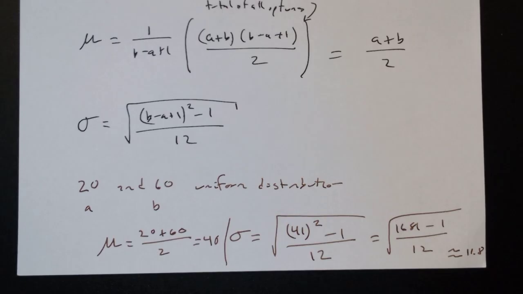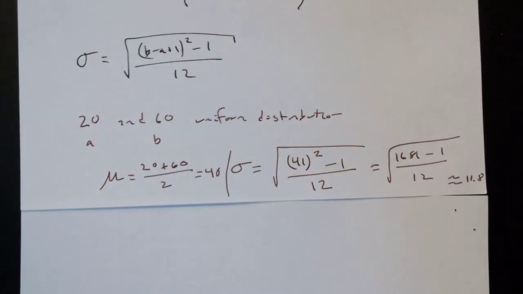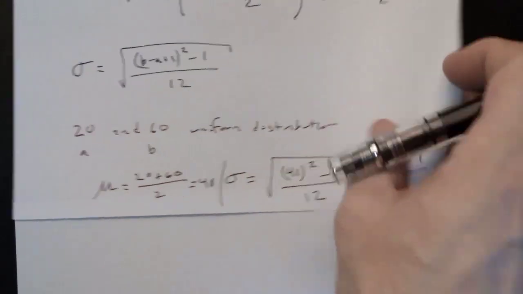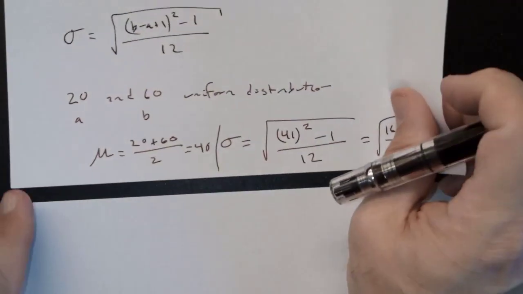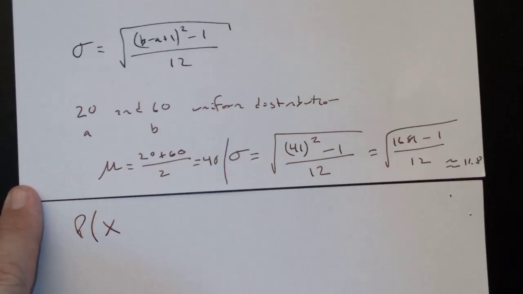So now I want to think about doing probabilities with this distribution. So how would I calculate, what is the chance that when I pick an application at random, the person's age is more than or equal to 40?